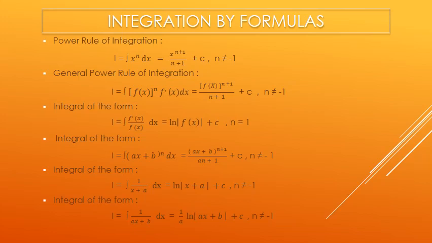The numbers a and b are called the lower and upper limits of integration. Okay, here we have the integration formulas. Power rule of integration: the integral of x^n dx shows the power rule of integration, and when we solve it we get x^(n+1) divided by n plus 1. Just like the power rule of derivations, we have the power rule of integration.